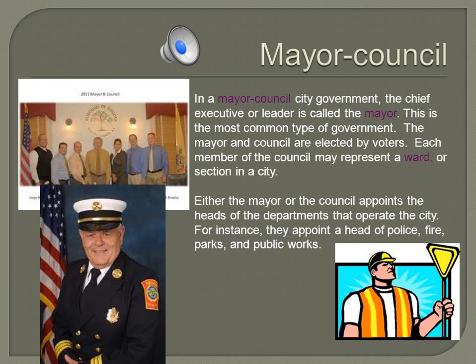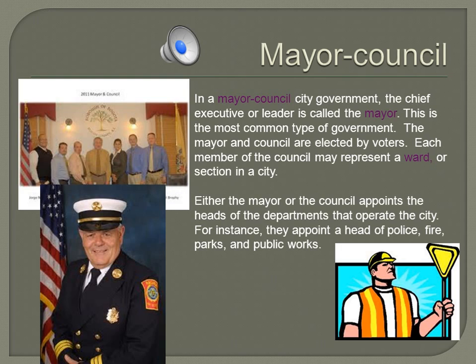The mayor council city government has something called the chief executive or leader, and they are called the mayor. Both the mayor and the council are elected by voters, so we choose who's going to represent and direct us as a people in our city. So each member of the council may represent a ward, and that term ward means a section in the city. So the council members that work with the mayor, they'll each have a section of the city to oversee.